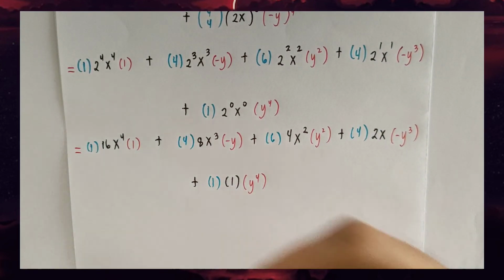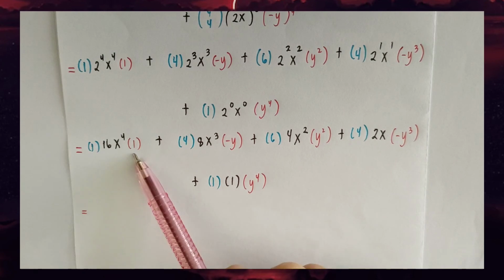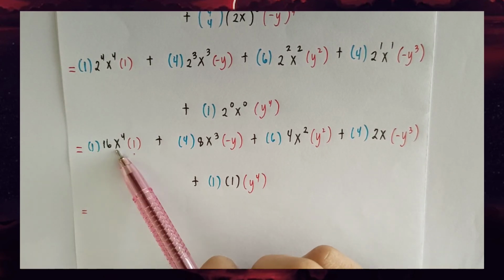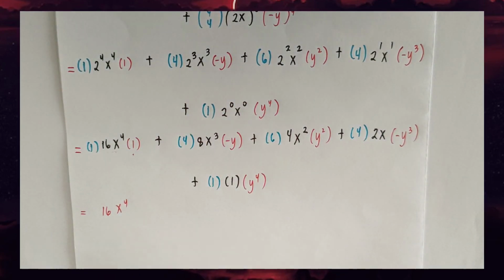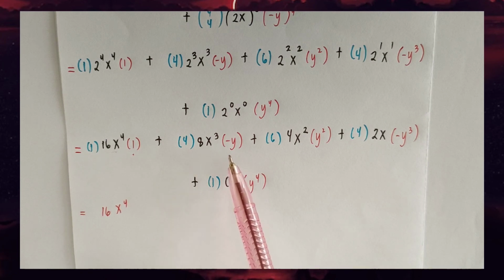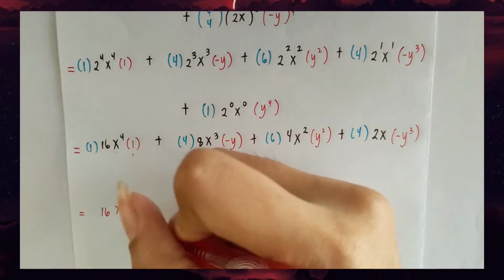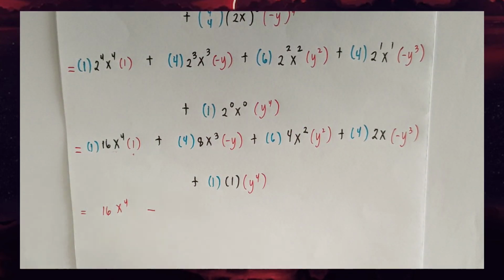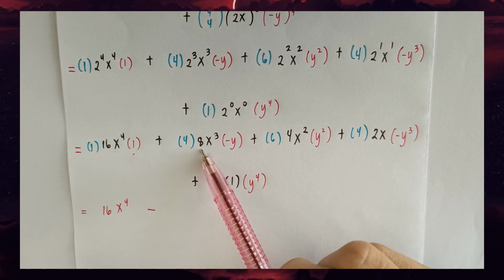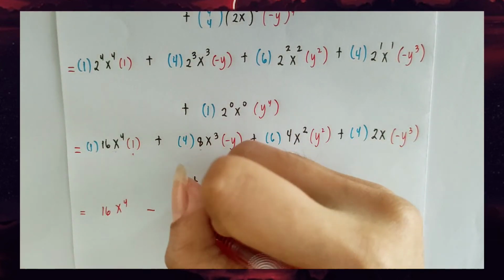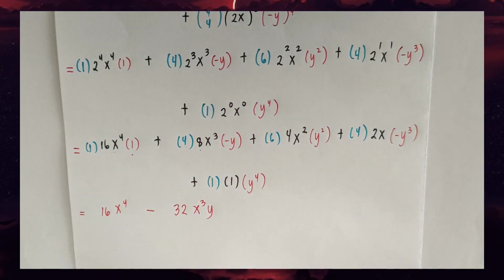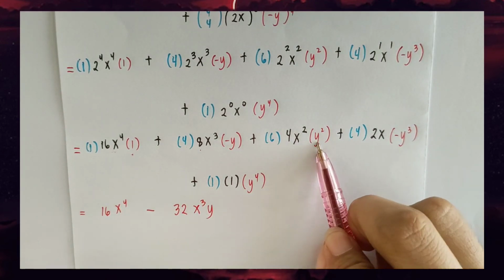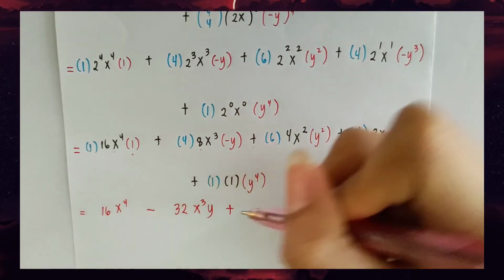Okay, so let us now simplify our answers. 1 times 1 is 1, times 16x raised to 4 is only 16x raised to 4. Next, look at the signs here. We have a negative sign and positive sign, meaning to say the sign will be negative. And then 4 times 8 is 32. Copy x cubed and then y.